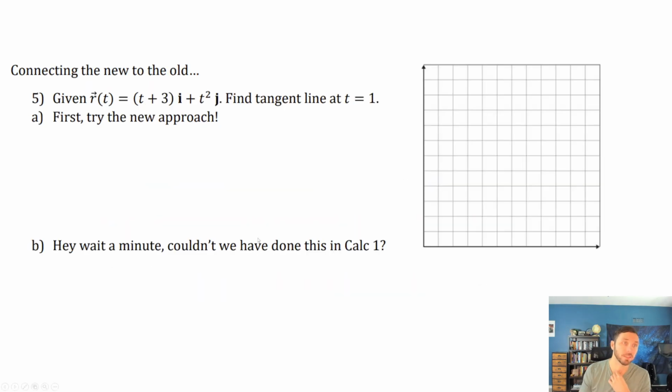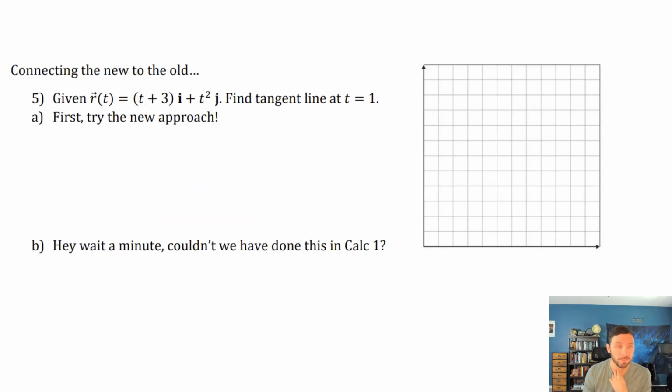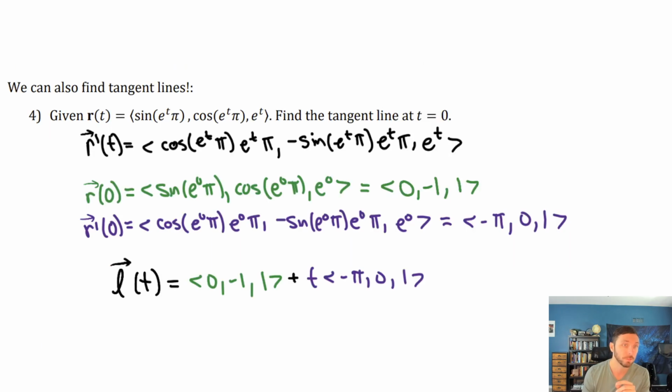All right, so we can connect the new to the old. You did tangent lines back in Calc 1. It wasn't that crazy of an idea. So what I want you to do is try out the new approach one more time. You're doing the same thing that we just did. You're finding your location at the desired time value, in this case 1. We're just doing it within 2 dimensions now, so it's a little more straightforward.